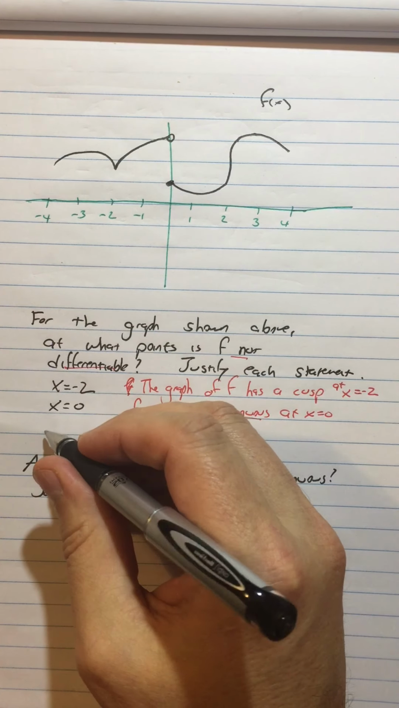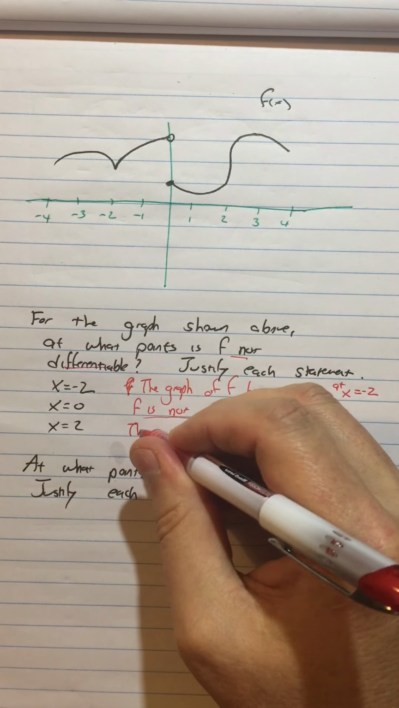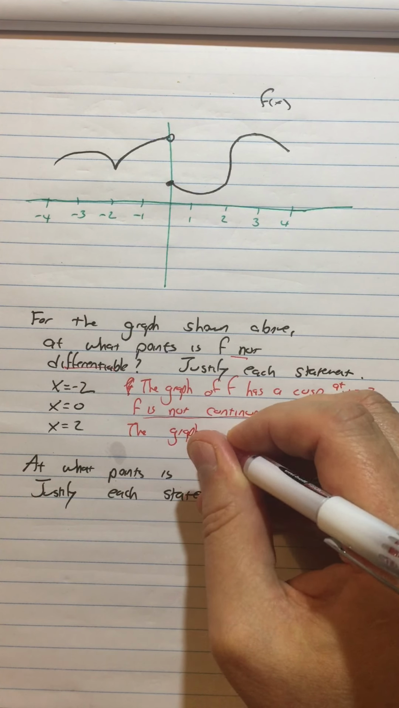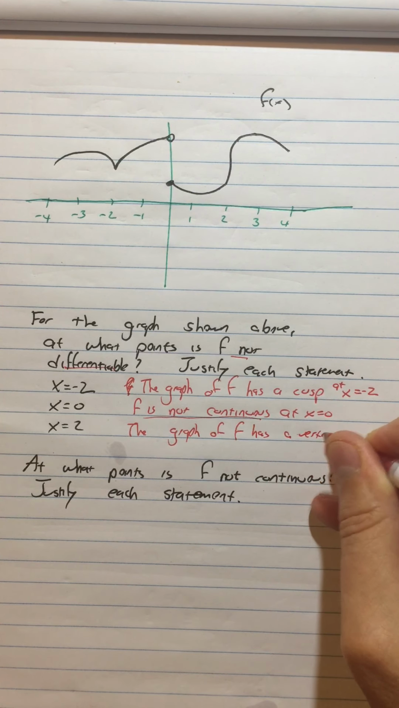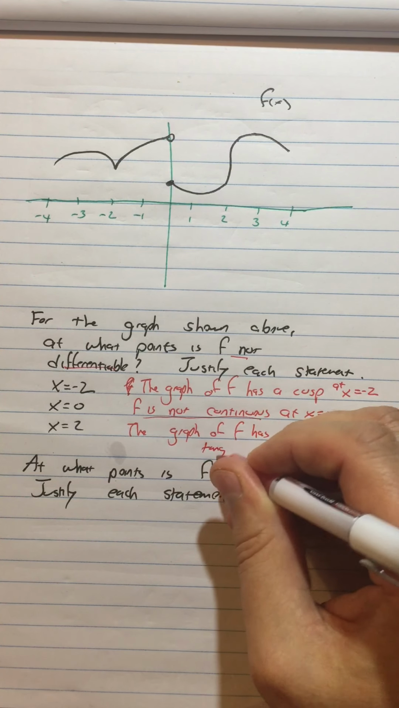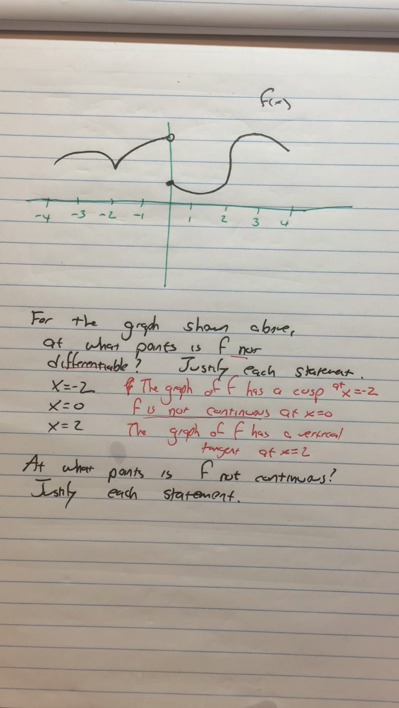All right, and the third point is x equals 2, because the graph of f has a vertical tangent at x equals 2. And these are the kind of justifications that you need to write if someone asks you to justify that the function is not differentiable. Okay, at what points is f not continuous?